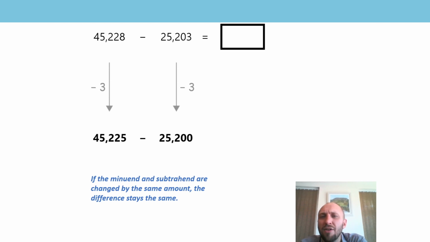How do you think you might do that? Yeah, I did the same. I did 225 subtract 200. That gives me 25. And then I subtracted the 45,000 subtract 25,000 to give me 20,000. That gave me my answer, 20,025. And because I know that difference is the same as the original calculation, I'm confident in filling that answer in.